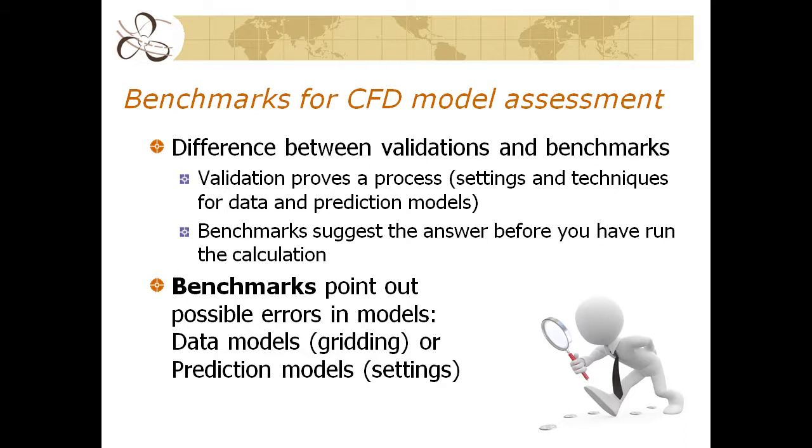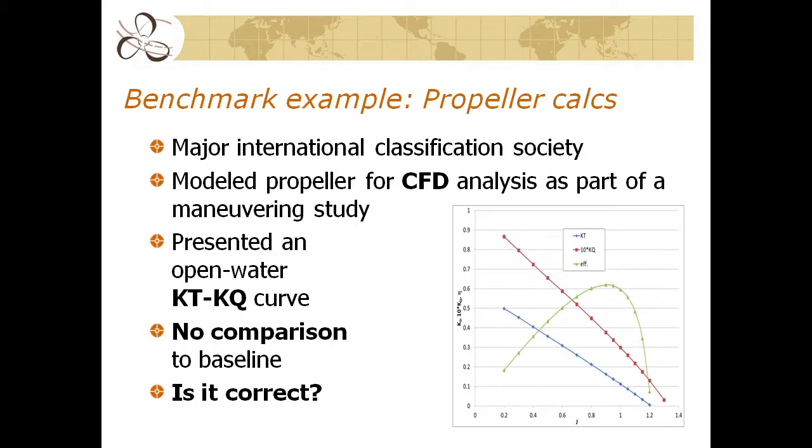So you know kind of where your answers are going to be. And disparities from benchmarks point out possible errors in the models, in the data models, whether your gridding is incorrect or not, or the prediction models, turbulence settings, whatever it may be. You don't really know necessarily what the issues are. But I want to give you an example of one right here.